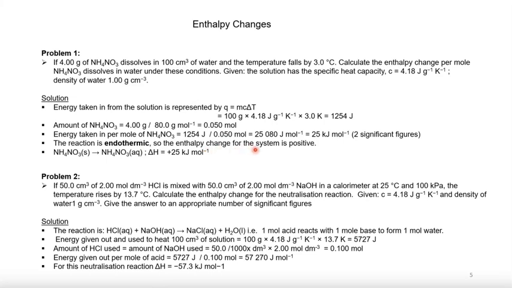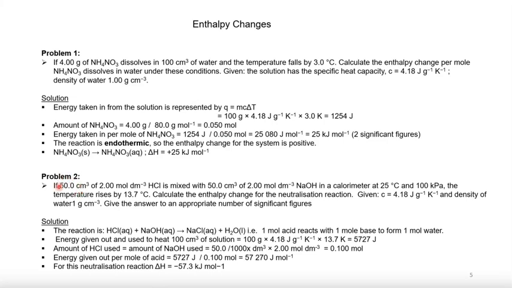So the enthalpy change for the system is positive, and that is what it is: ammonium nitrate in solid state, and then we get ammonium nitrate aqueous solution. The enthalpy change is plus 25 kilojoules per mole. So similarly, we can take another reaction, another problem, and see what happens.